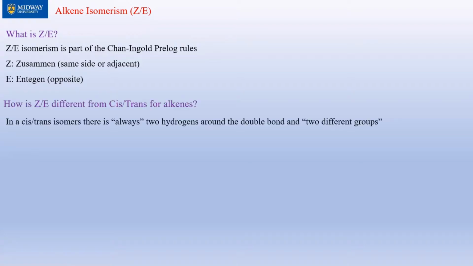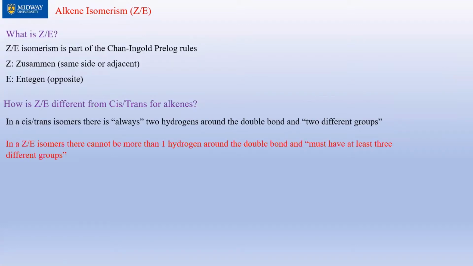Okay, how is Z and E different from cis and trans? Now again, I'm only going to give you the technical quick glance. It's much easier when you actually see an example in action versus just spending time walking through everything. Okay, so for cis-trans isomers, there's at least 2 hydrogens as a requirement, it's a must. One must be on each carbon. Okay, that's a cis-trans.